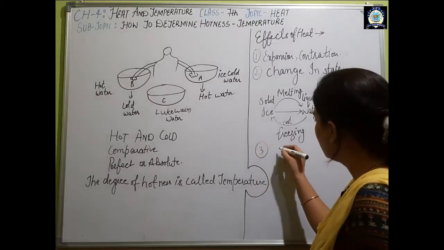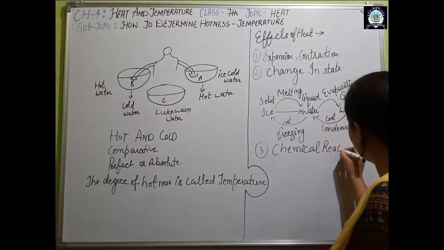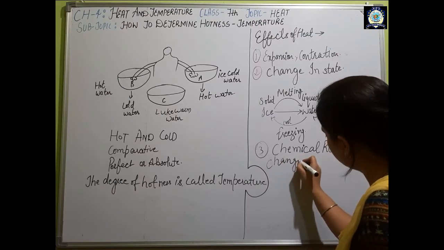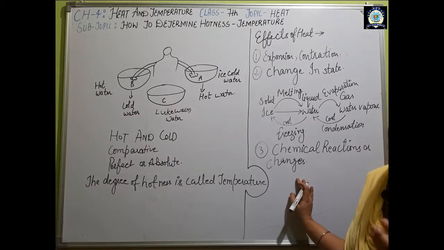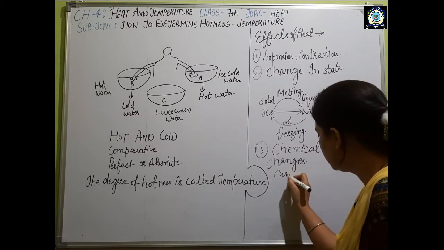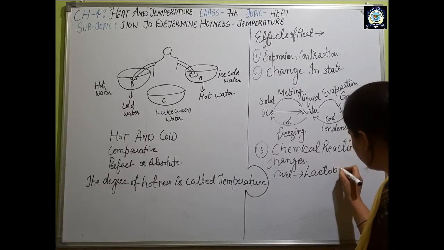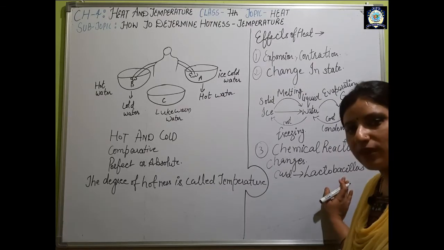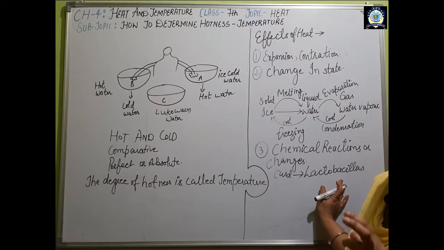Third thing is chemical reactions or changes. For example, we want to make curd from milk. We know that in curd there is one bacteria present which is called Lactobacillus bacteria, and this Lactobacillus bacteria is very much essential to make curd from milk.